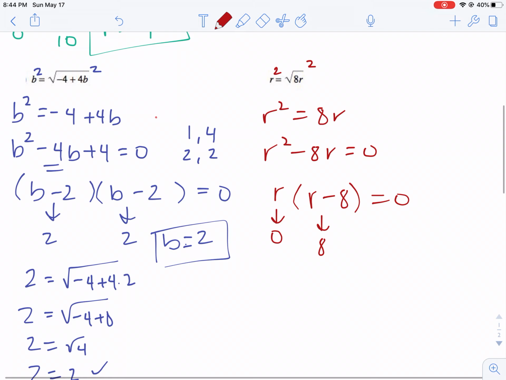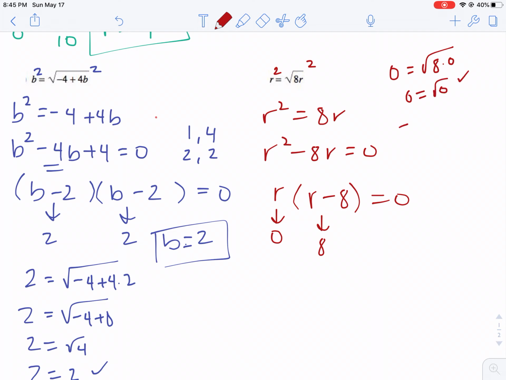And then if we check them, we'd have 0 equals the square root of 8 times 0, which would be 0 equals square root of 0, so that's good to go. And then 8 equals the square root of 8 times 8. And yes, 8 is the square root of 64, so that's good. So we get two solutions in this one, 0 and 8.